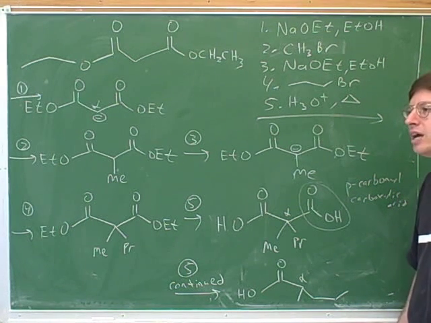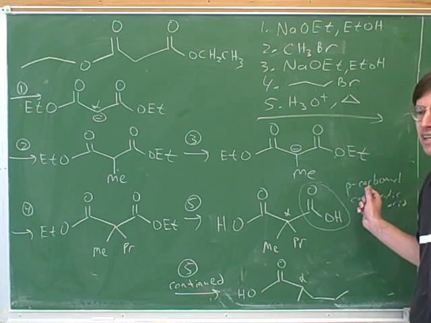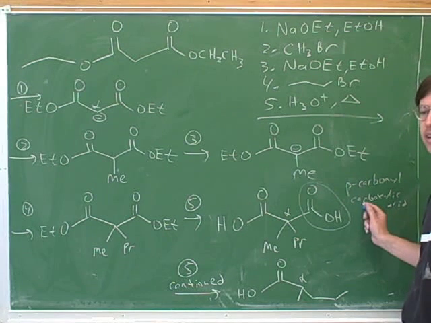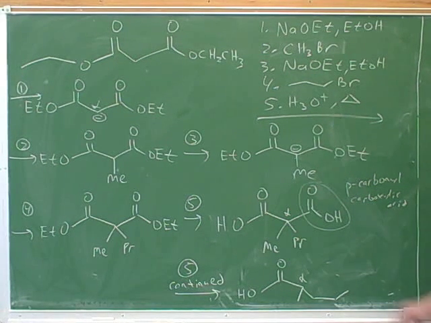As one of you was mentioning earlier, it's not true that any old carboxylic acid will decarboxylate. Under moderate heating, only beta-carbonyl carboxylic acids are going to decarboxylate. So we can get rid of one carboxyl group, but not the other.